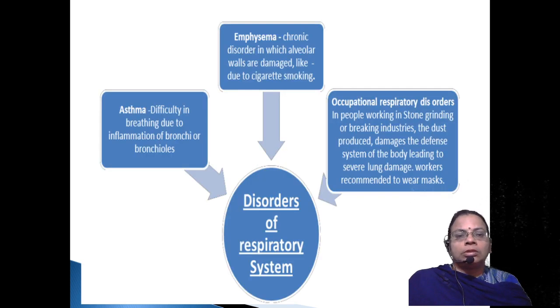This is the graphical representation, three types of pictorial representation of disorders of the respiratory system. Asthma: difficulty in breathing due to inflammation of bronchi or bronchioles. Emphysema: it affects the alveolar walls, which also will be damaged, and which mainly arises due to cigarette smoking. Then occupational respiratory disorders, that is, stone breaking or any other cotton industry or asbestos industry, silica industries, etc. They can cause the disease. Since it is related to the occupation, it is called an occupational disorder.